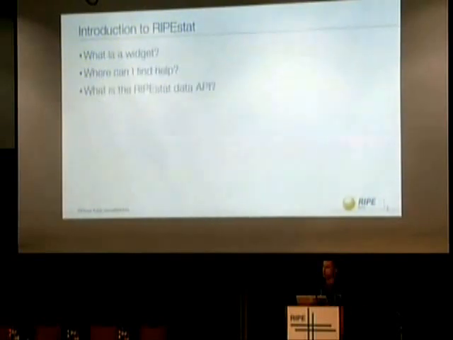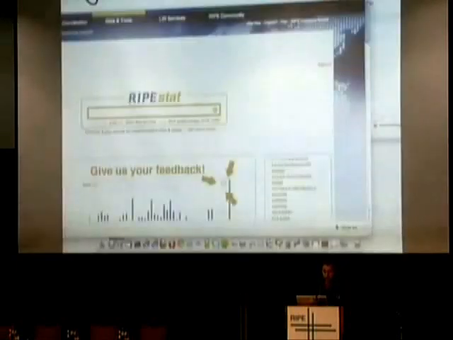So then for the new people in the audience, I would like to just go through some basic things. First of all, I want to explain what a widget is, where you can find help if you don't understand a widget, and what the RIPE data API is. For that, I'm going to switch to the browser.